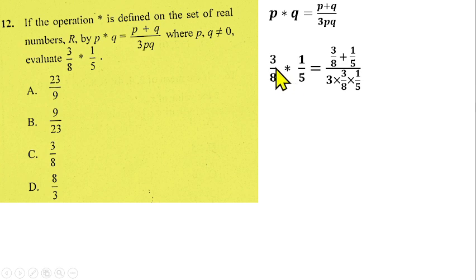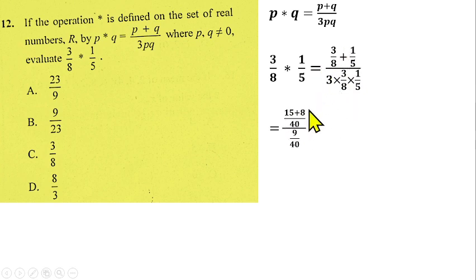So we have 3 over 8 asterisk 1 over 5 to be this, because your p is 3 over 8 and your q is 1 over 5. So put it into this. You have 3 over 8 plus 1 over 5 over 3 times p, which is 3 over 8, times q, which is 1 over 5. Then if you simplify that further, you can find the LCM of the numerator, that will be the LCM of 8 and 5, which is 40.